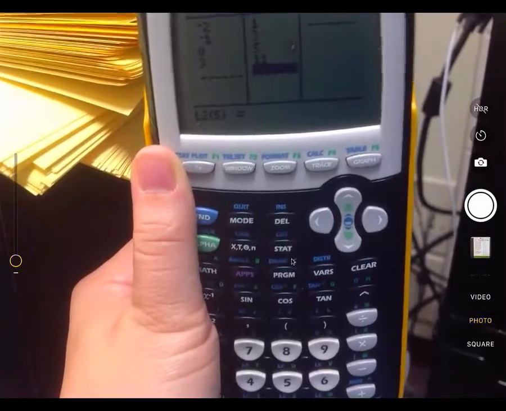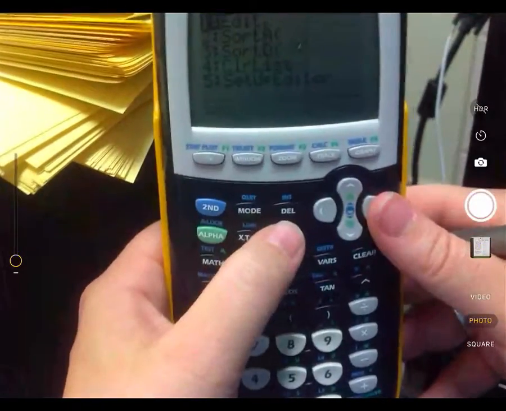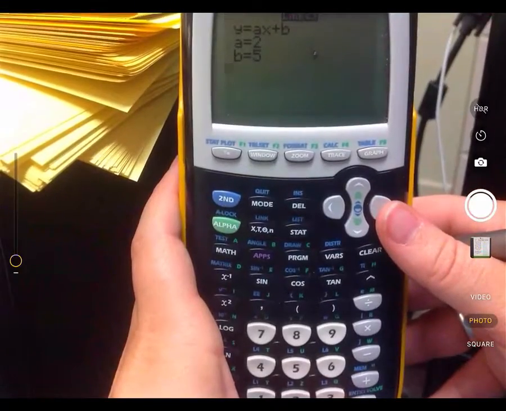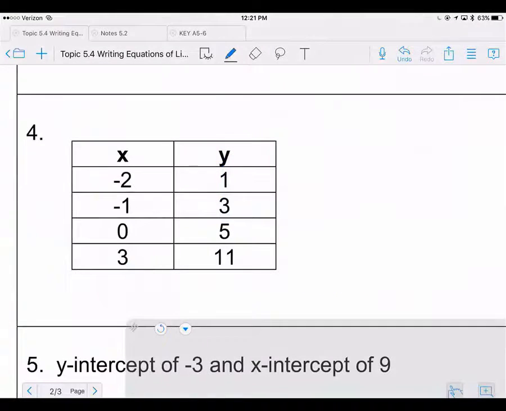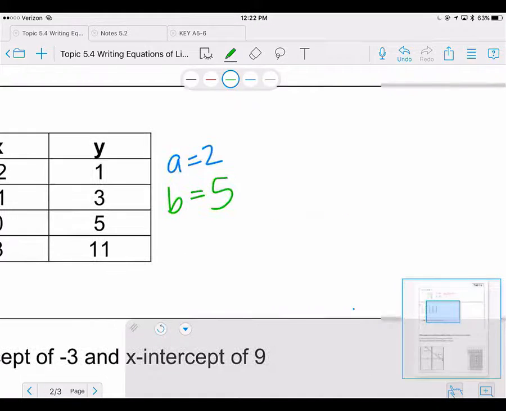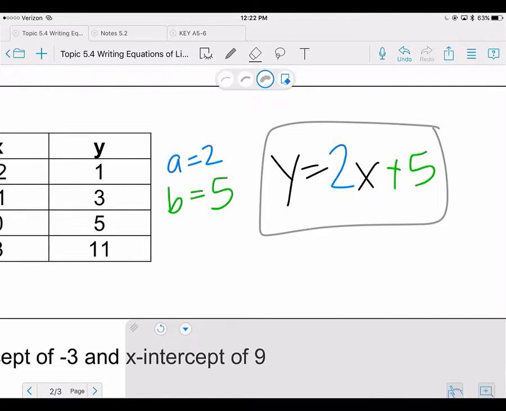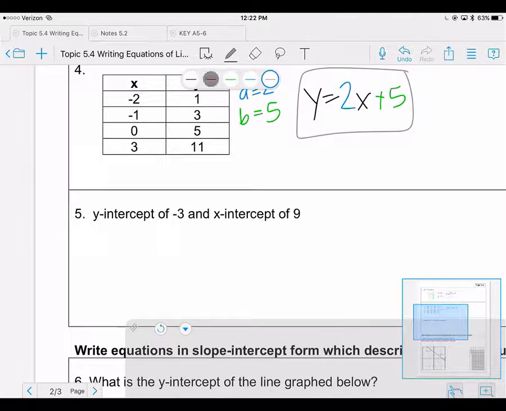And remember that the stat button is this button that I'm highlighting right here. From here, we go stat, calc, 4, scroll all the way down to calculate, and we get 2 and 5. So A is 2, B is 5, so y equals 2x plus 5 would be my answer. So again, you can very clearly see that anytime you have a table or 2 points, just plug it into stat edit and repeat those steps over and over and over.